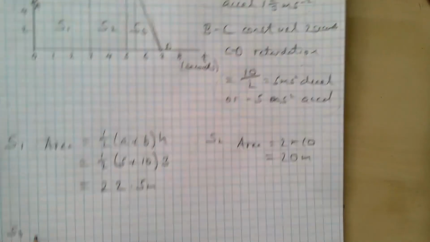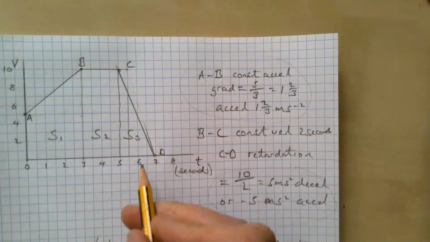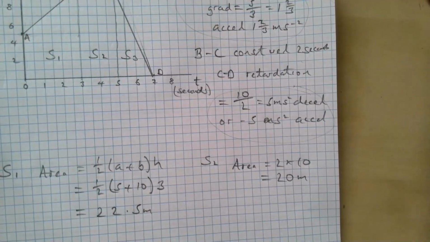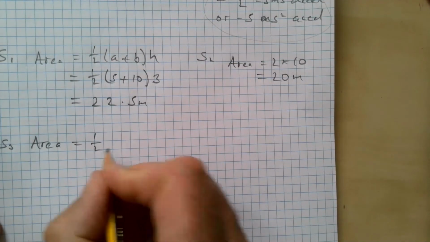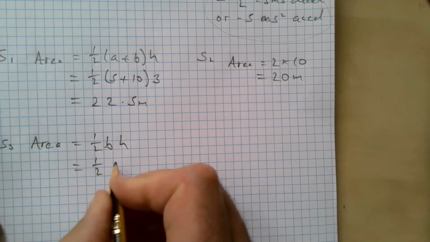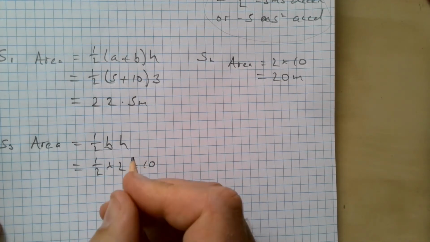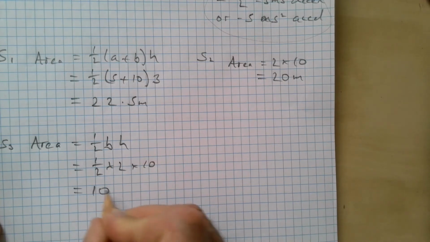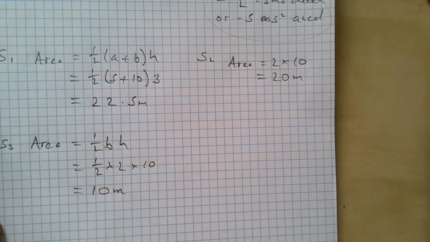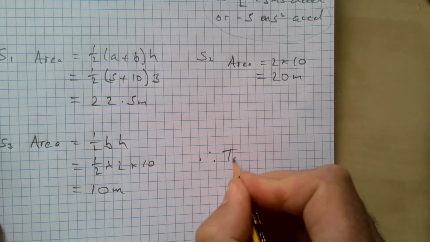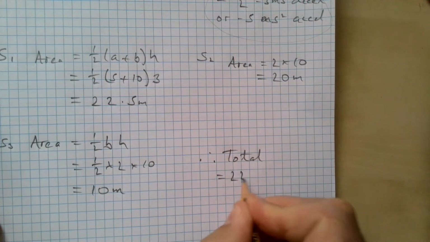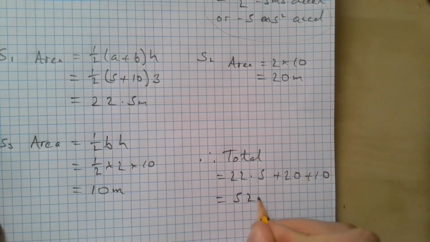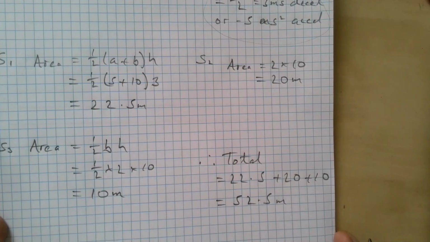And then S3, the area of that is a triangle. So what do we have? That's a base of 2 and a height of 10. So area is a half BH, area is a half times 2 times 10. And that is going to be 10 meters. So therefore total distance travelled is going to be 22.5 plus 20 plus 10, 30. So 52.5 meters gets travelled then on this journey.